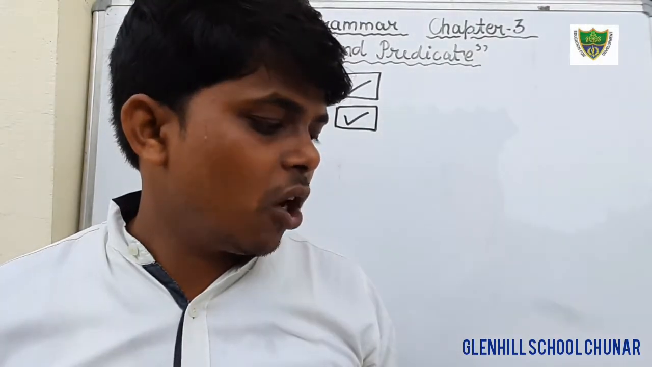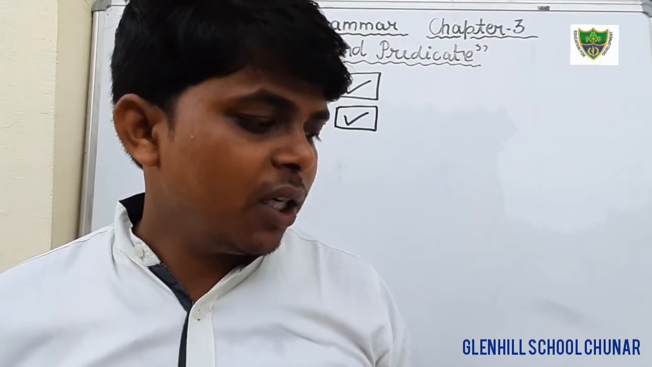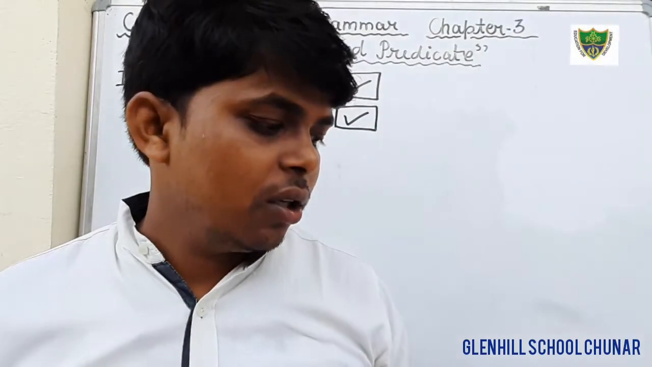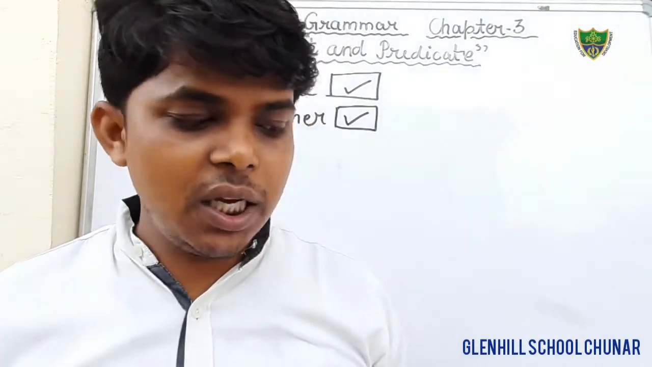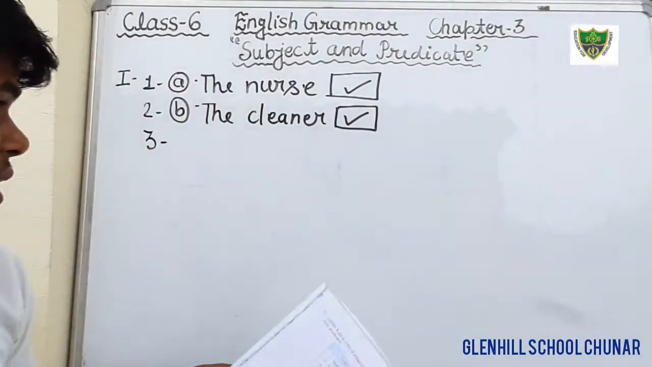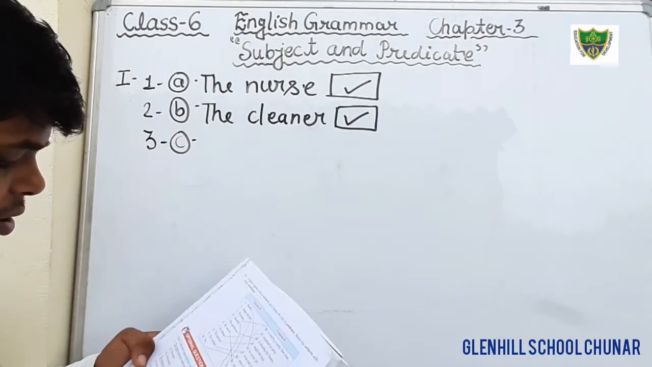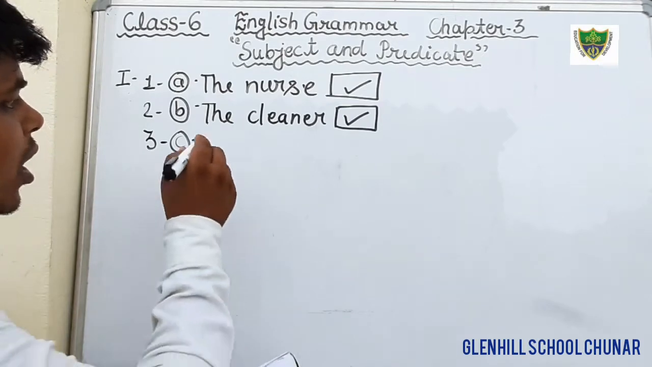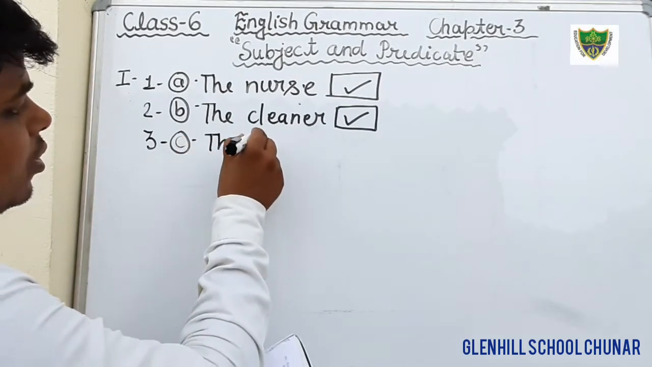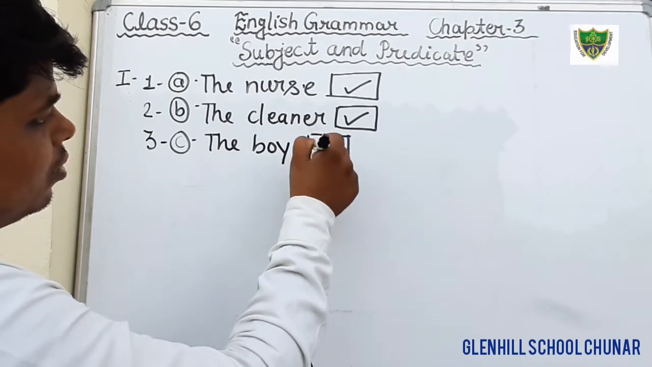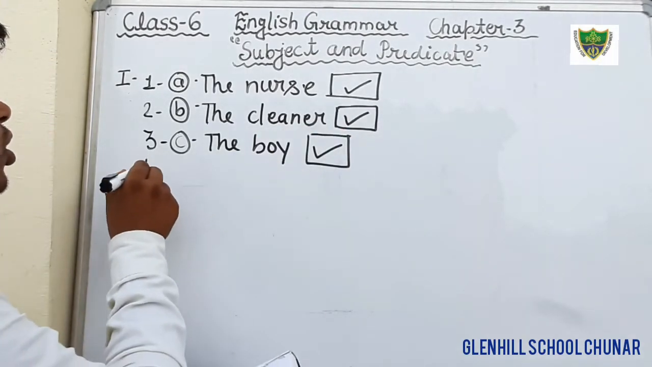And now we will see the options. First, a book. That is wrong. Is reading. That is wrong. Third is the boy. Yes, that is correct. So option number C. In question number 3, option number C, the boy is the correct option. Okay, we will tick on that. Question number 4.